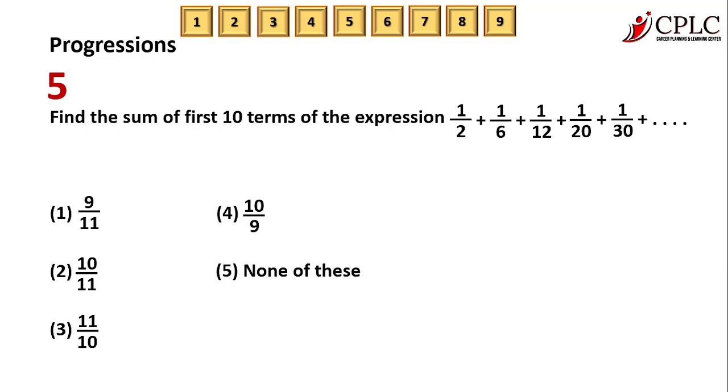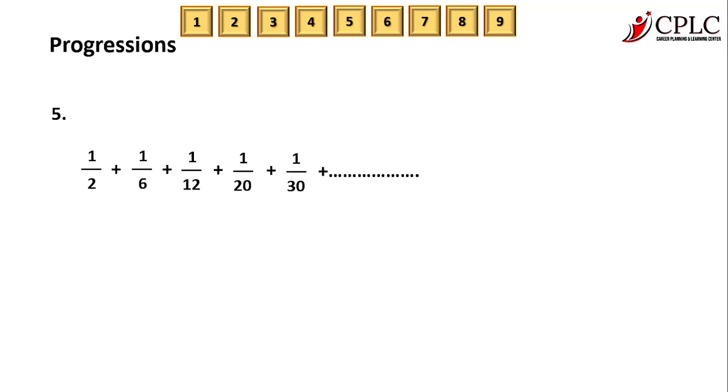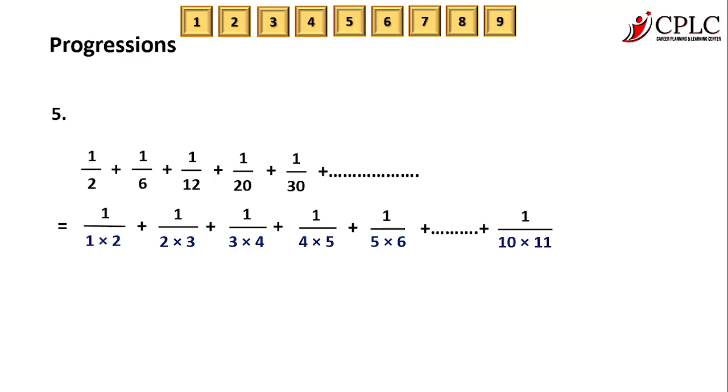One simple way is to try and rewrite the numbers that are given to us. For example, the denominators we can rewrite as 1 into 2, then 6 as 2 into 3, 12 as 3 into 4, 20 as 4 into 5, 30 as 5 into 6, and similarly the 10th term can be rewritten as 10 into 11. The pattern finding is crucial, is critical. You cannot miss that. That's the first thing.